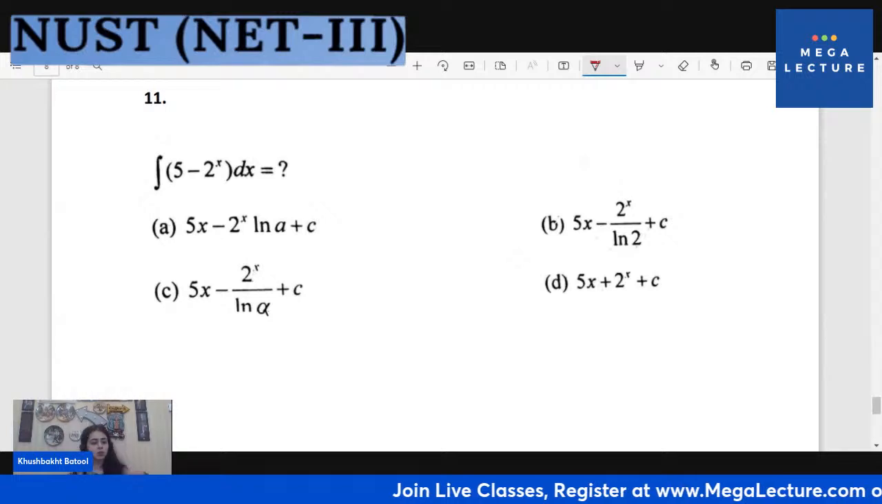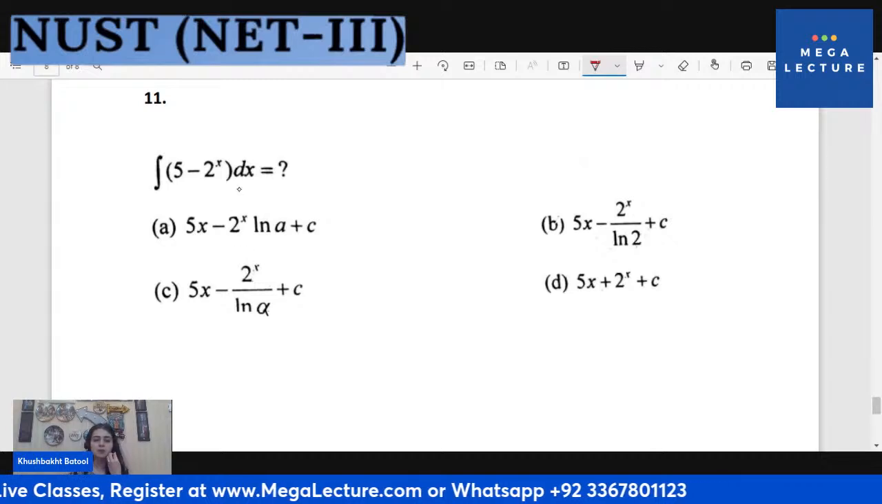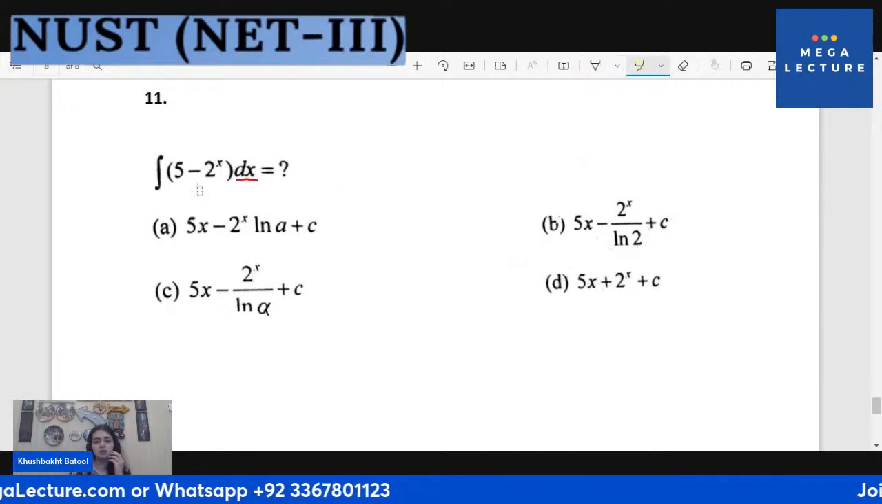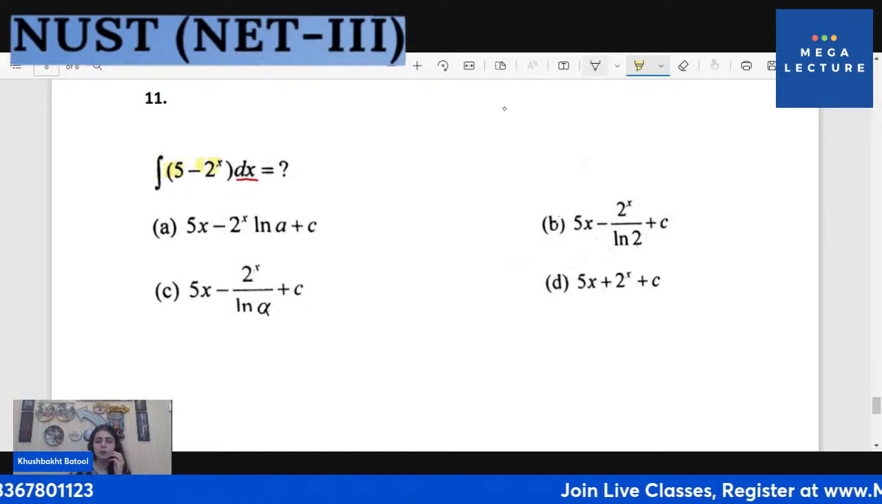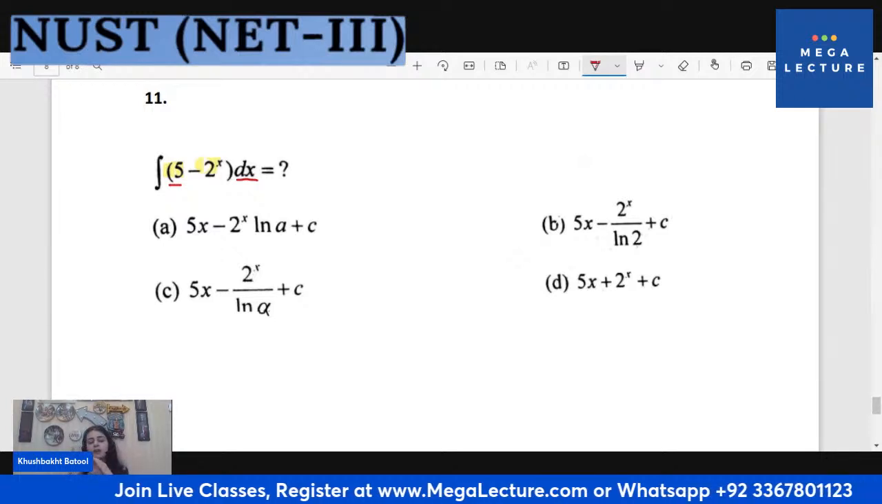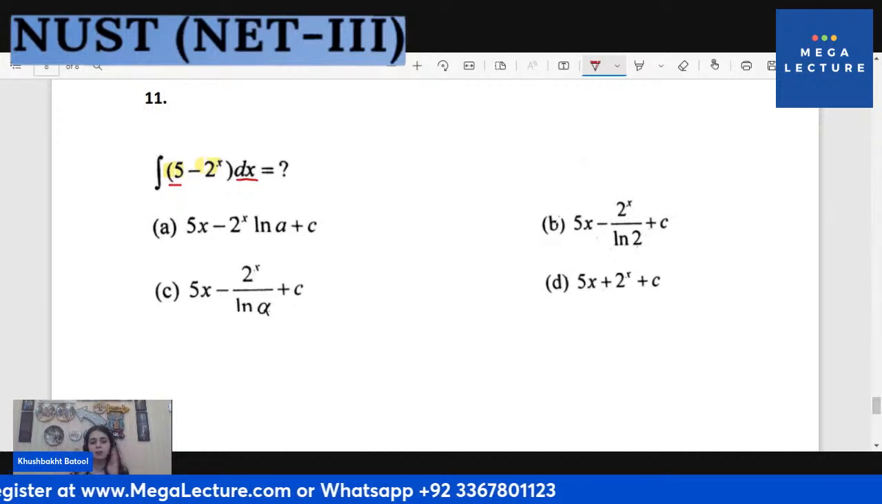Now, this is your 11th question, and it says you need to integrate 5 minus 2 power x with respect to x. How do we integrate it? Now we have two parts in this question. This is 5 and this is 2^x, right? When you have 5, this is a constant. This would be separate, and 2 to the power x would be separate. We have two different functions. They are being subtracted. We will be integrating them separately.